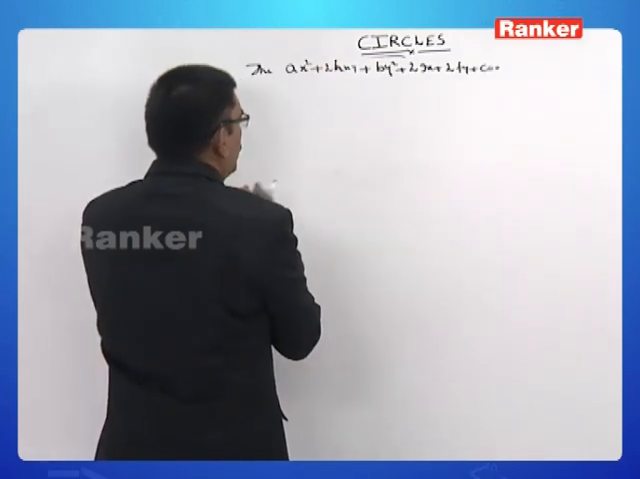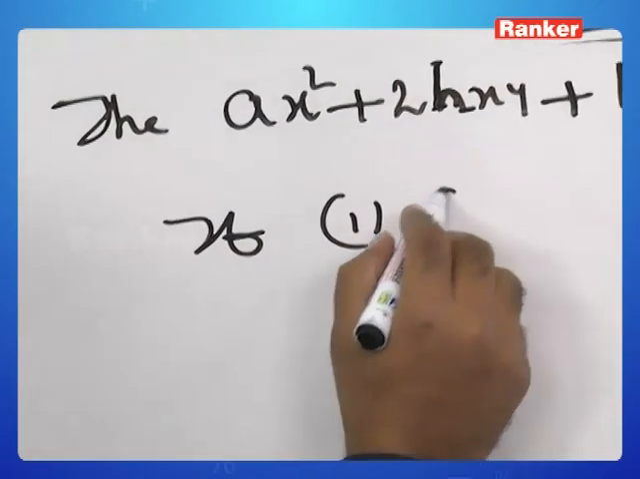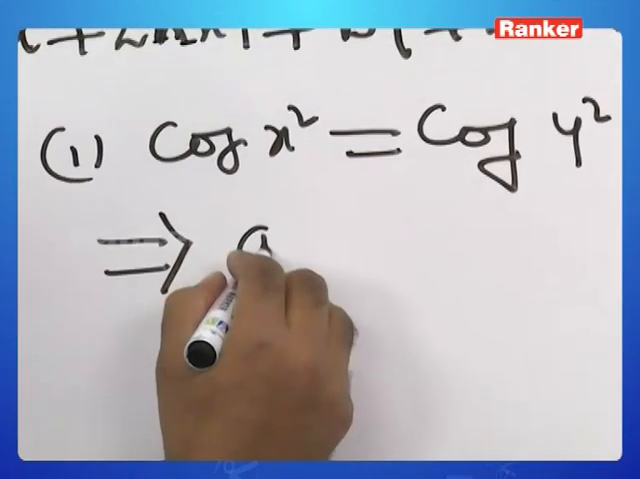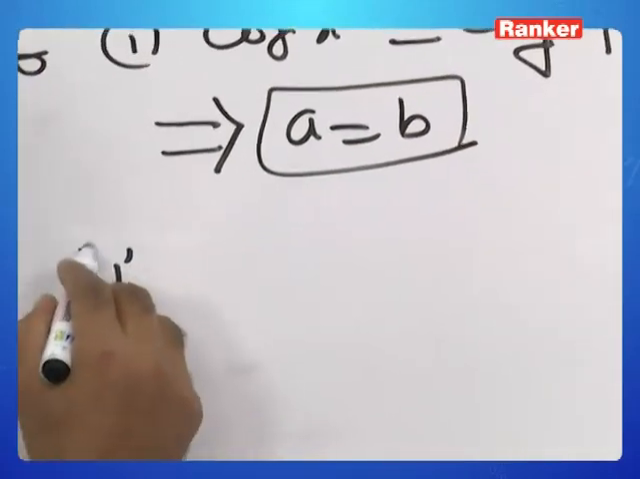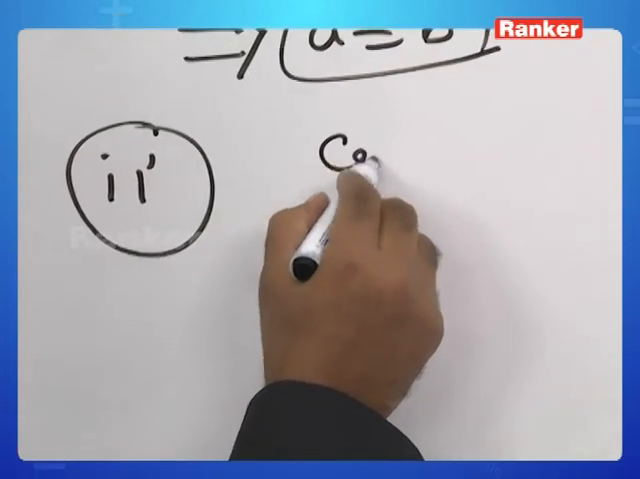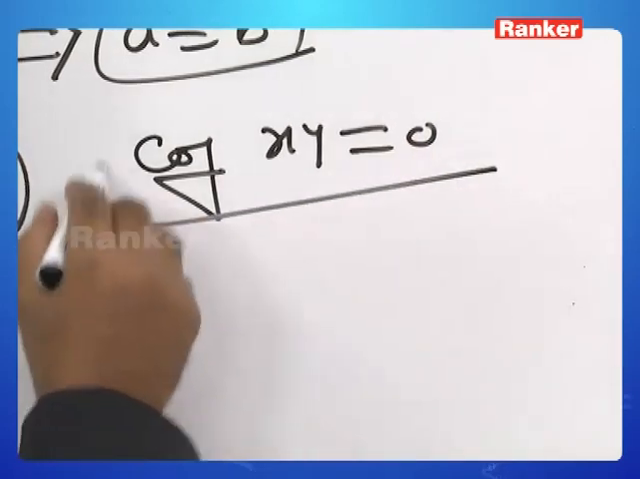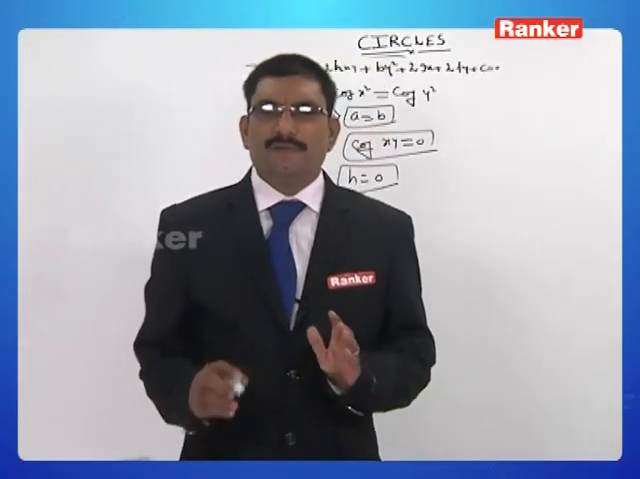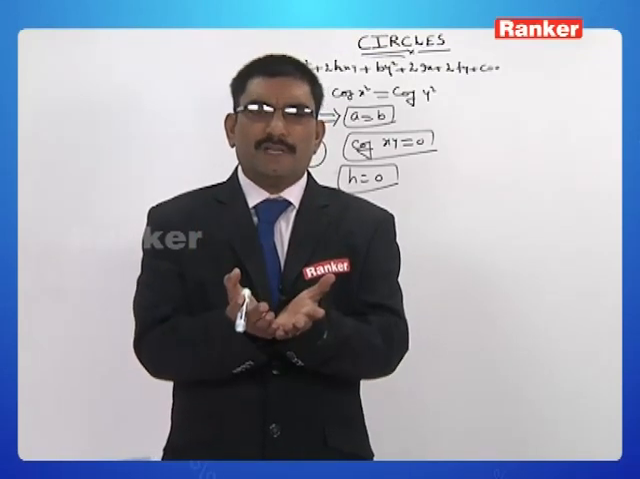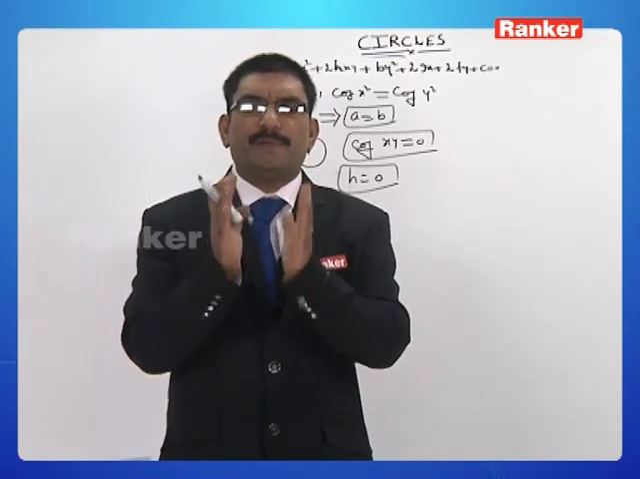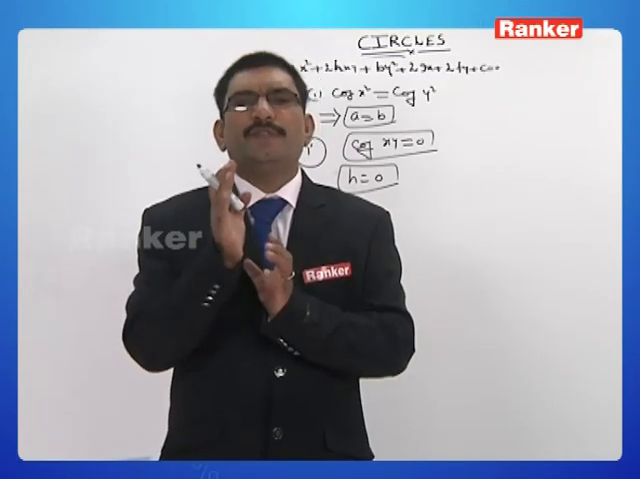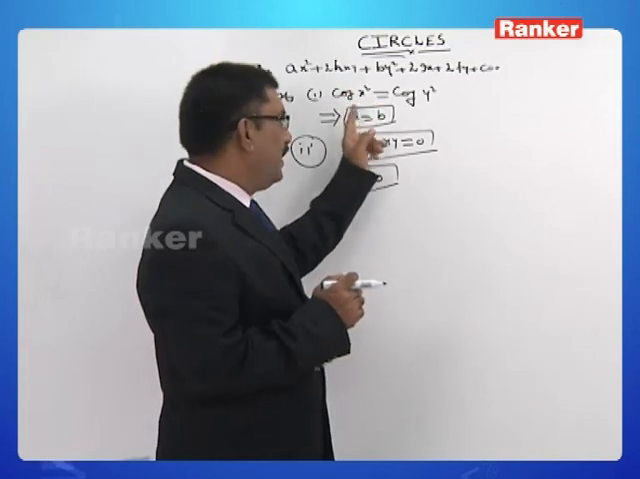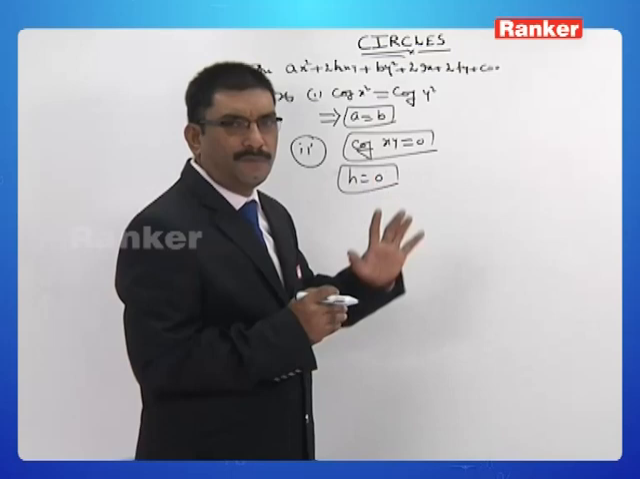This second equation also represents an equation of a circle if, first, the coefficient of x square is equal to the coefficient of y square, which implies a must be equal to b, and the second condition is the coefficient of xy is equal to 0, which implies h is equal to 0. So hereafter, this second equation represents a circle. As we came across earlier, x square plus y square plus 2gx plus 2fy plus c is equal to 0 also represents the equation of a circle having center minus g comma minus f. Even this represents the equation of a circle, provided a is equal to b and h is equal to 0.